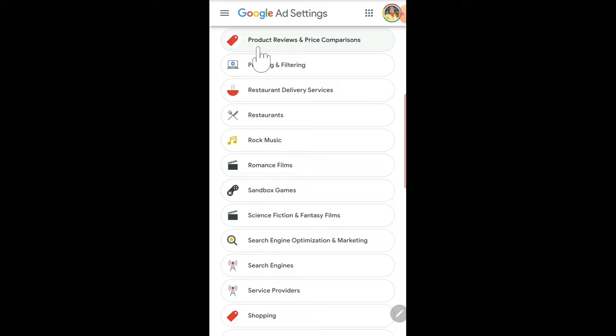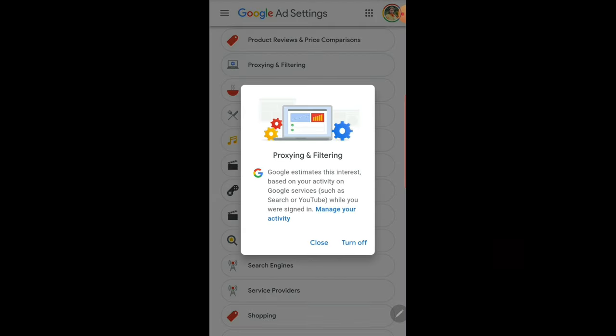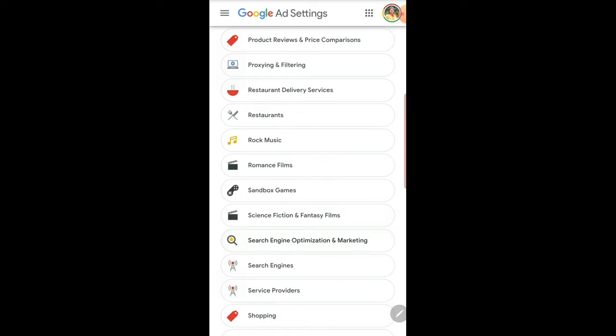Product reviews and price comparisons, that makes sense. I seem to spend half my life looking up reviews on YouTube of various cameras and other products. Proxying and filtering, I don't know what that is. Do they explain? No, it just says that this is an estimate, but I don't know what that is.